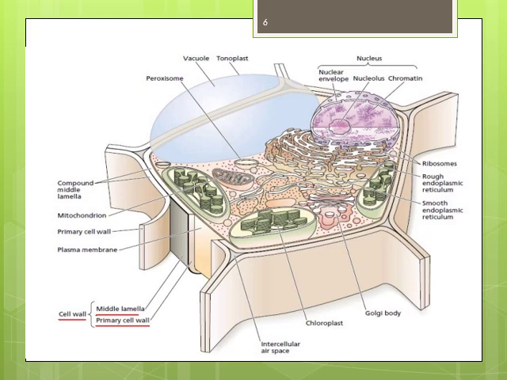So first of all, here we have the cell wall. This indicates the cell wall, and this also indicates the cell wall. So here we have 2 layers. The first one is the middle lamella, and the second one, this one, is the primary cell wall.